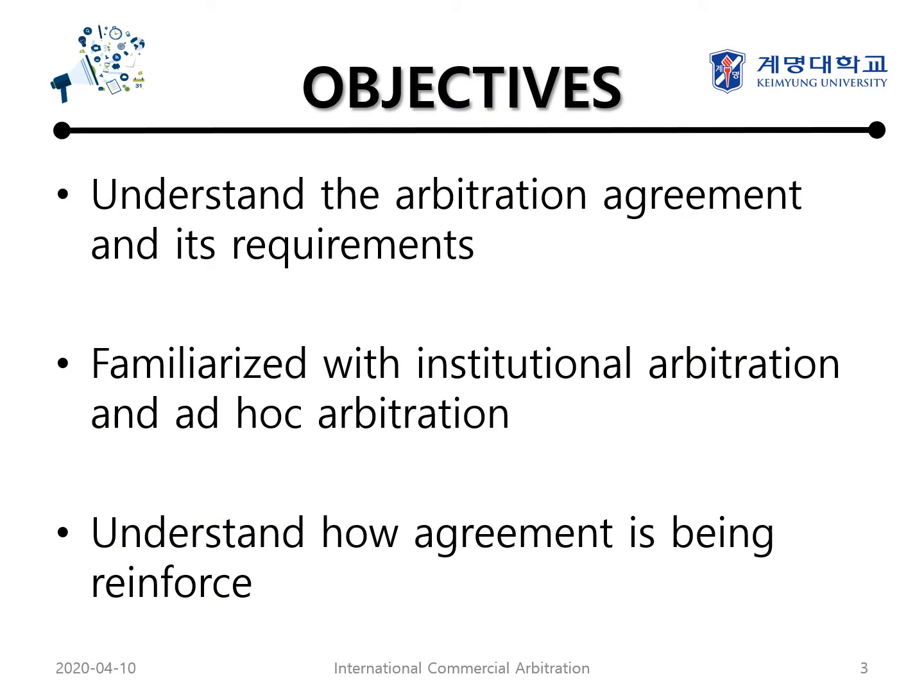We have three objectives for this chapter. Number one, let us try to understand the arbitration agreement and its requirements. Secondly, you are going to familiarize yourselves with the different aspects and the advantages and disadvantages of using institutional arbitration and ad hoc arbitration. And lastly, our objective is for you to identify and understand how an agreement is enforced, including the particular parts and the contents of that agreement.